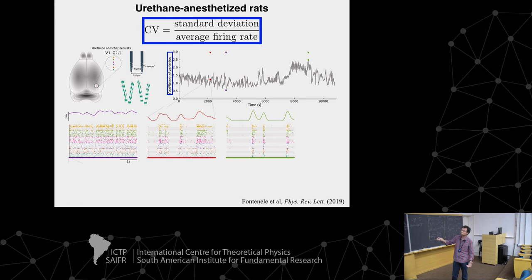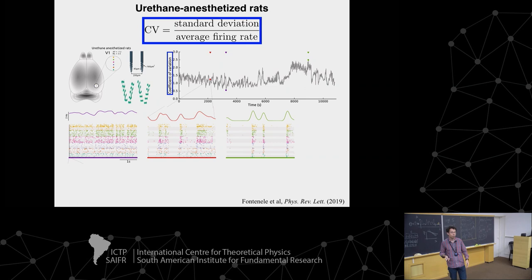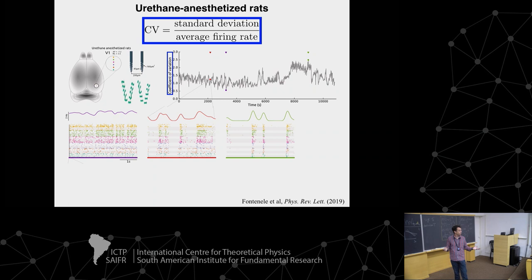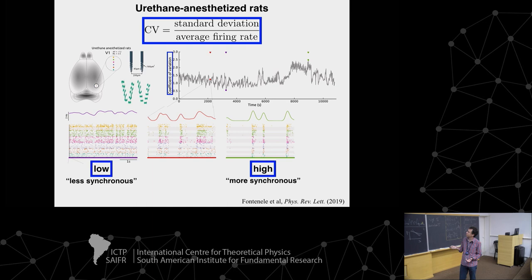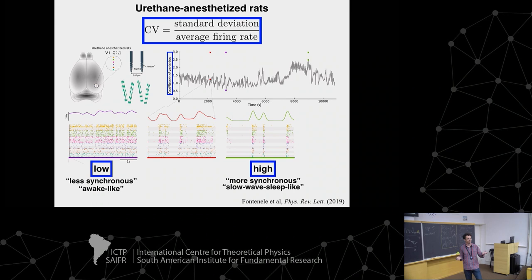And please note the scale here. This is about 3 hours of data for each animal. In these 3 hours, this anesthesia is sufficiently stable that you can measure things for that long. You can take pieces of, say, 10 seconds to estimate the CV. Then you have a long list of CV values, coefficient of variation, spiking variability, as a function of time. This is low CV, desynchronized state. This is high CV, more synchronized. It's less synchronous, more synchronous. If you remember the plots from that Nature Neuroscience review that I showed you, this is awake-like in the sense that it looks like what activity in an awake animal looks like.